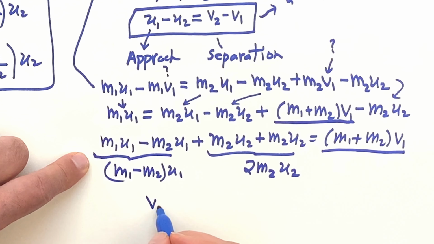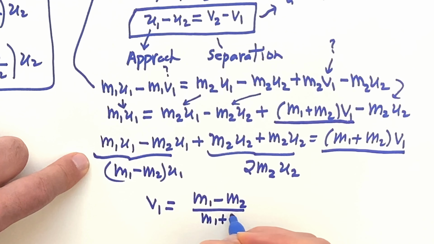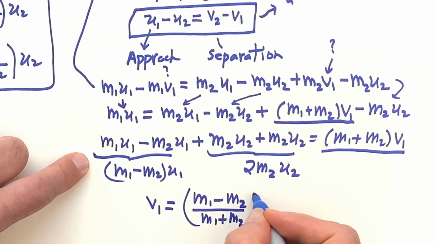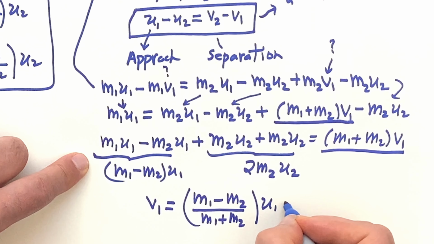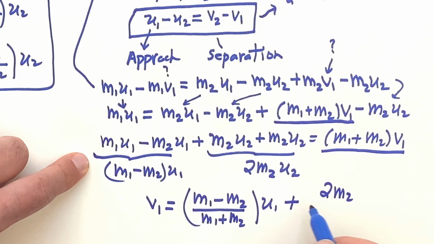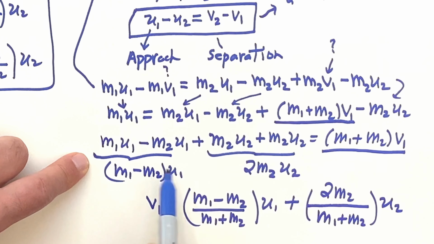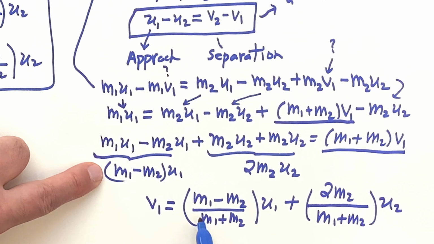So we have it. v1 is equal to m1 minus m2 over m1 plus m2, because we're going to divide, so u1. And then here we'll have plus 2m2. We're basically dividing by the sum of the masses. And if we divide by the sum of the masses, we're going to have the difference over the sum plus the 2m2 over the sum, and here's a u1 and then a u2.